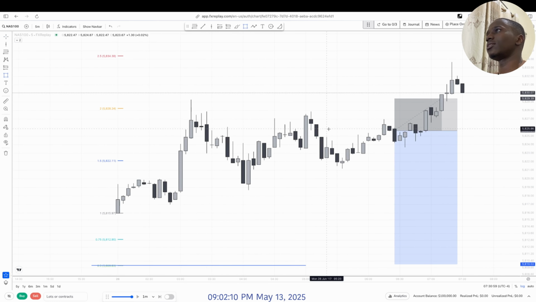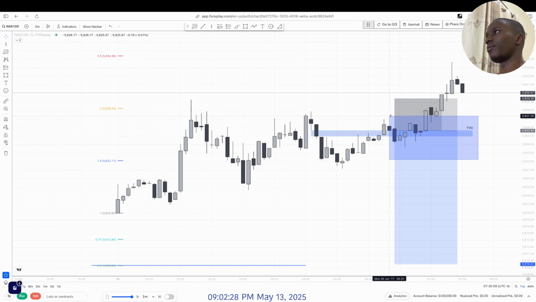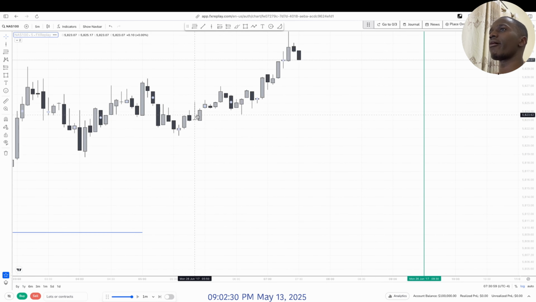I had entered off of, yeah, there was a gap right here, this one. You can also see it corresponds with that inverse fair value gap. So this is the gap I had entered on. Now we can remove it. Let's play until New York.